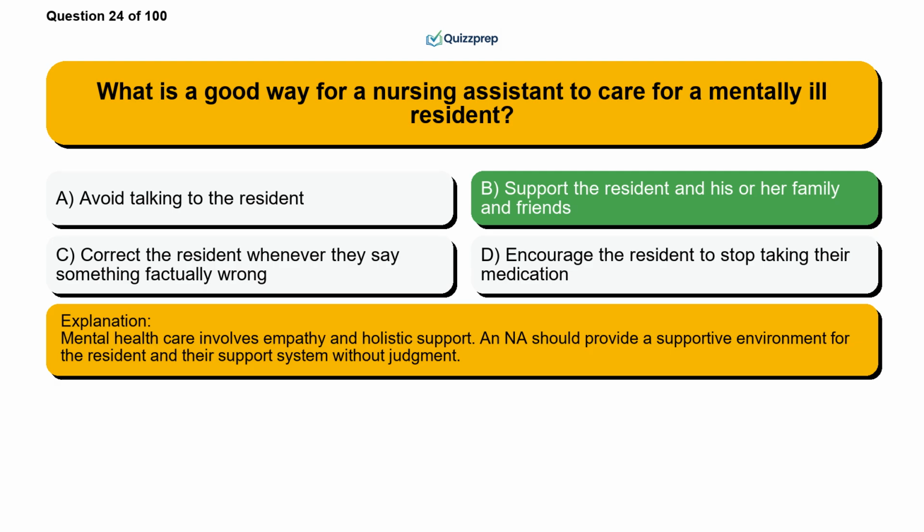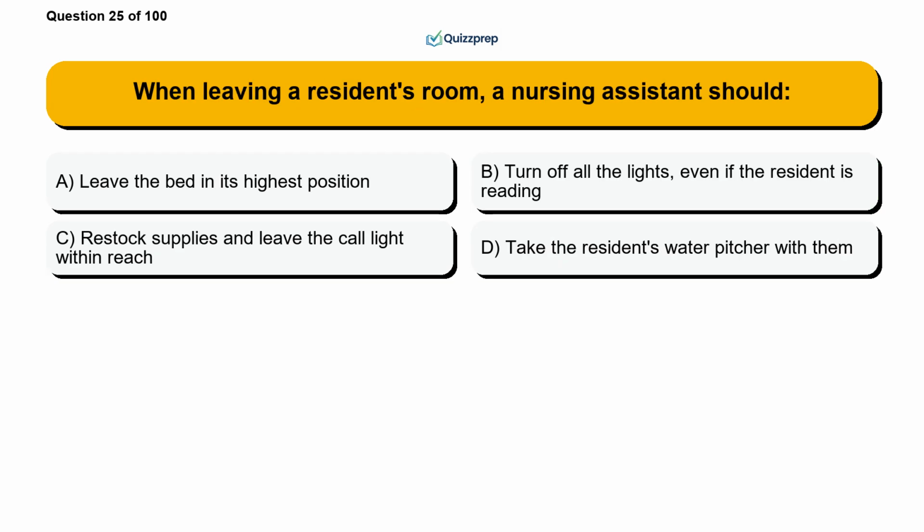Mental health care involves empathy and holistic support, and the NA should provide a supportive environment for the resident and their support system without judgment. Question 25. When leaving a resident's room, a nursing assistant should: Option A, leave the bed in its highest position. Option B, turn off all the lights, even if the resident is reading. Option C, restock supplies and leave the call light within reach. Option D, take the resident's water pitcher with them.